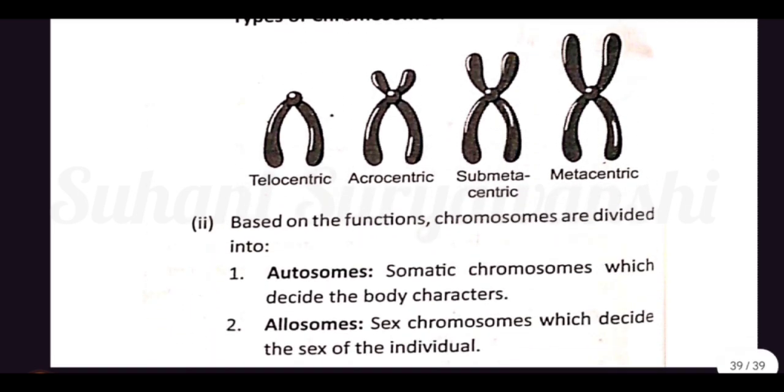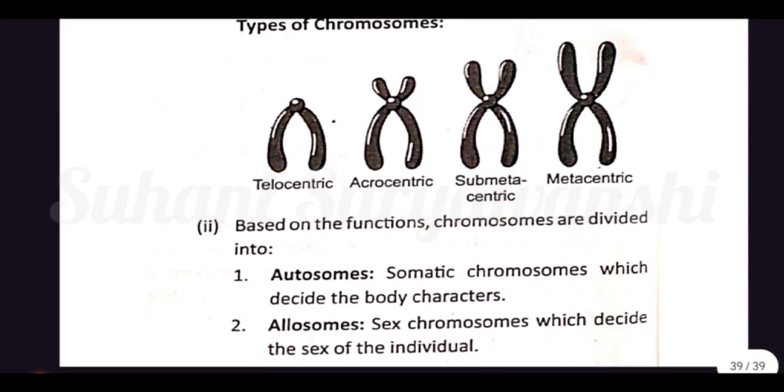So you can check out the diagrams also. Based on the functions, they are classified into two types. Autosomes, those which decide the body character, and allosomes, those which decide the sex of the individual.